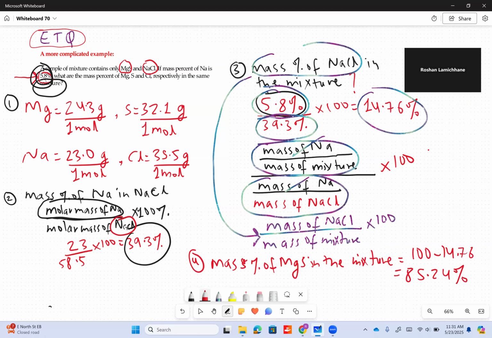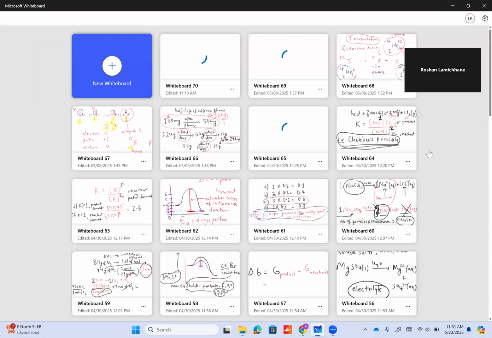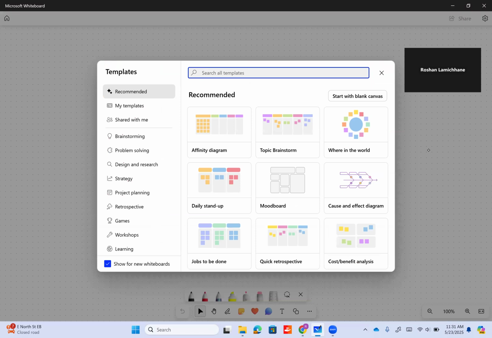All right. So I'm going to take these two numbers now, this 85.24% and 14.76%, to figure out the mass percent of Mg, sulfur, and chlorine. I'm going to open a new page. My last step is basically step number 5, to find my mass percent of each element.